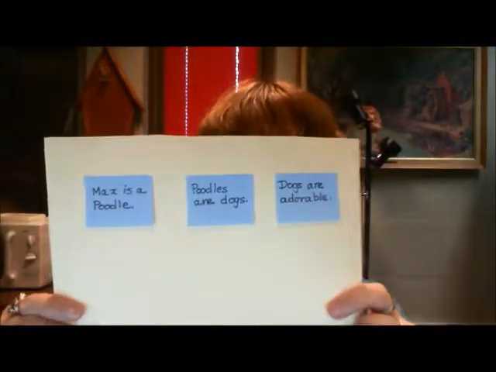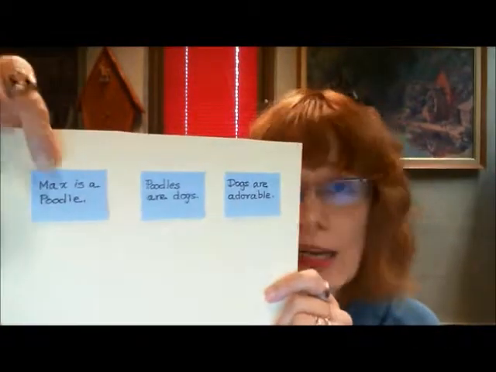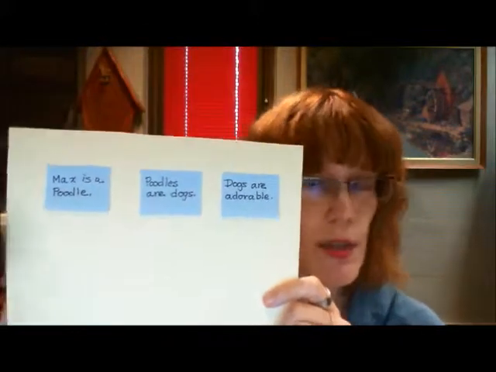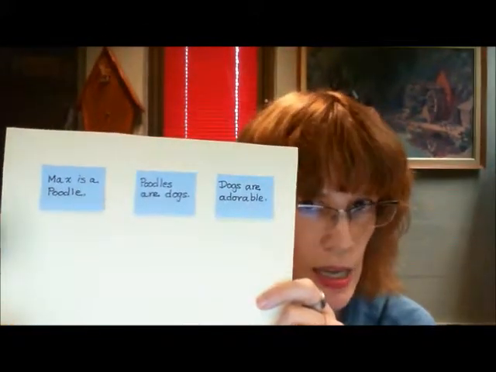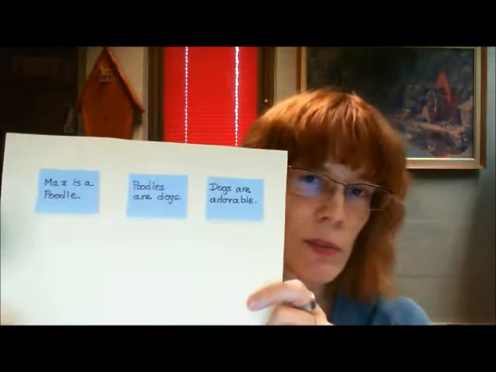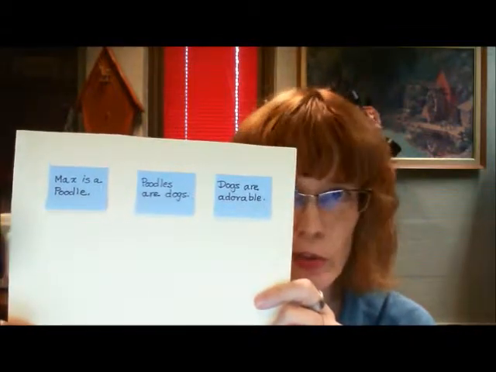You'll probably be seeing quite a bit of Max, so you might want to get used to him. Max is a poodle. Poodles are dogs. Dogs are adorable. That's 3 ideas. That's too many. Let's see which 2 ideas we might want to put together. Remember, we add things together 2 at a time, not 3 at a time.